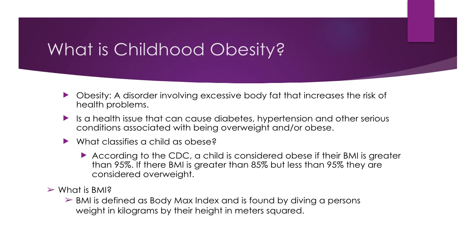What exactly classifies a child as obese? According to the CDC, a child is considered obese if their BMI is greater than the 95th percentile. If their BMI is greater than the 85th percentile but less than the 95th, they are considered overweight. What is a BMI? BMI stands for body mass index and is found by dividing a person's weight in kilograms by their height in meters squared.